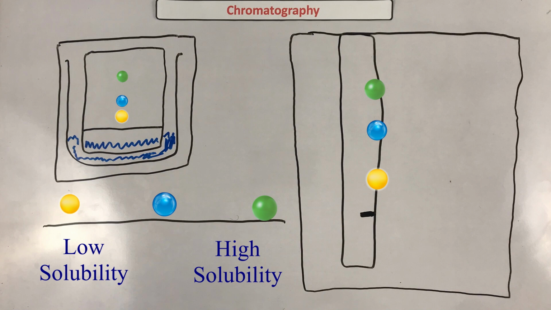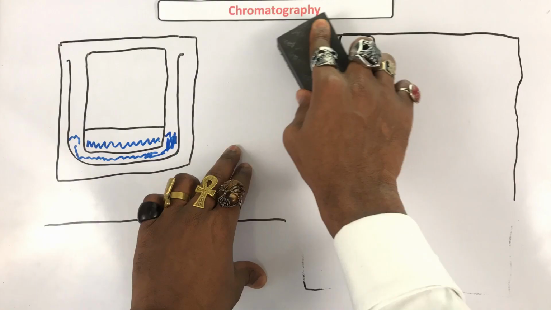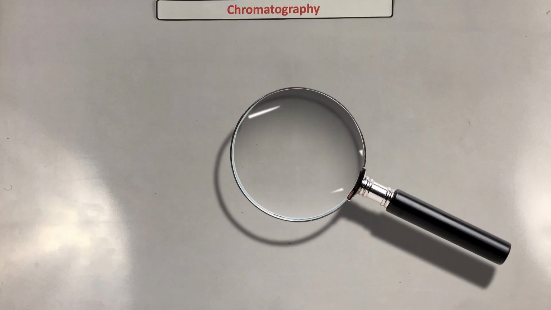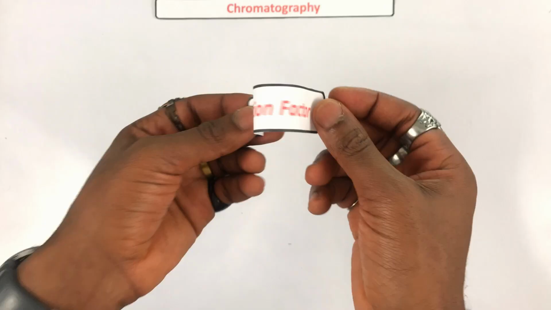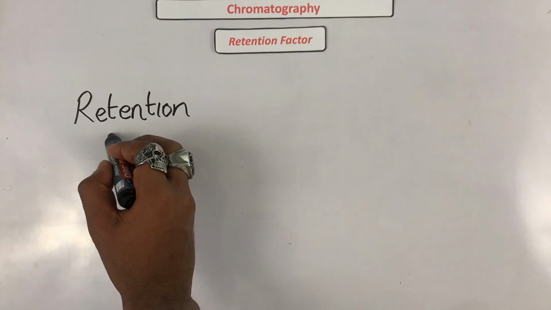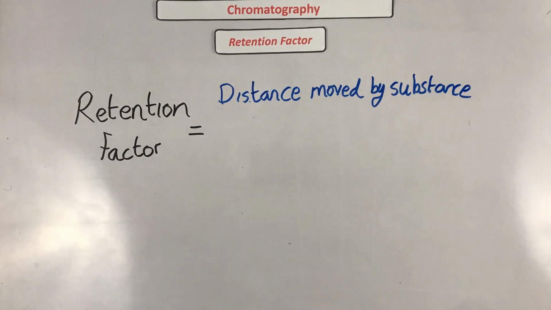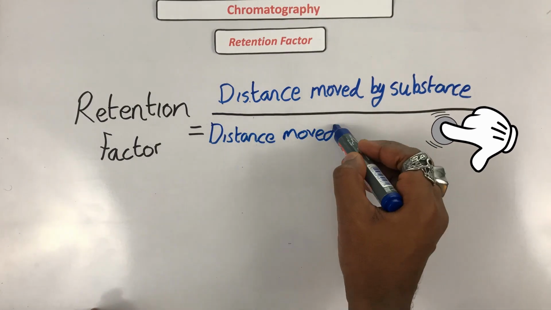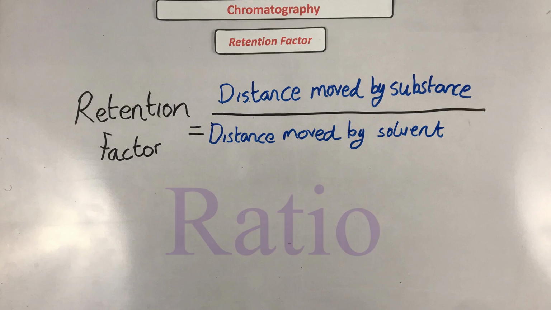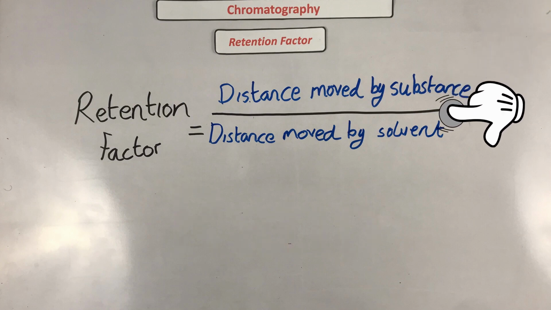This paper with the separated dye has a special name. It's called the chromatogram. With this chromatogram, we can now work out the identities of our different substances by first working out something called the retention factor. We work out our retention factor with this equation. Retention factor equals the distance moved by our substance divided by the distance moved by our solvent. Doing this gives us a number with no units, and this is the retention factor. Essentially, it's a ratio of how high your substance has moved compared to your solvent.